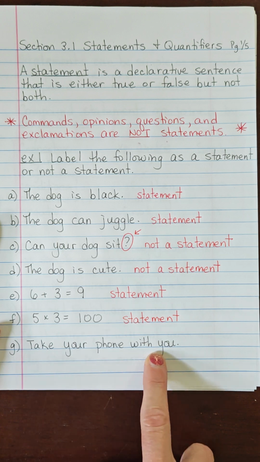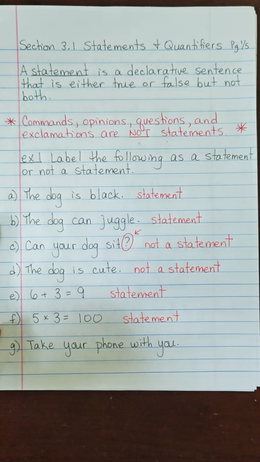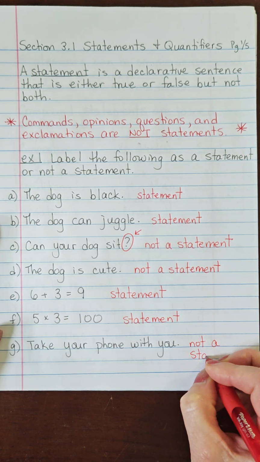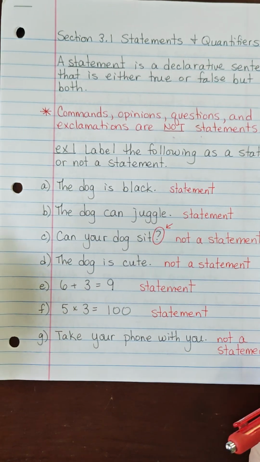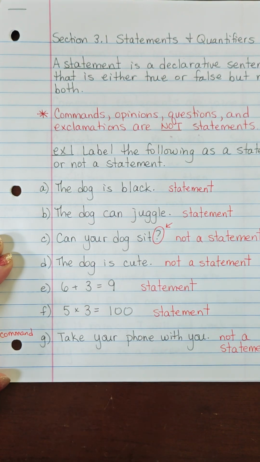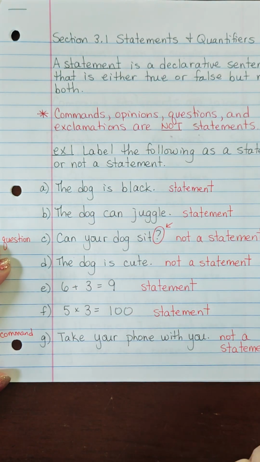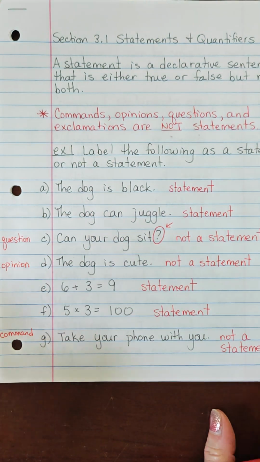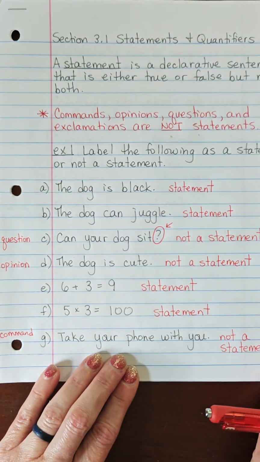All right, last up, take your phone with you. This one is a command. So that makes it not a statement. Okay, so just kind of going out here, this one was a command. That's what made it not a statement. This one was a question. That's what made it not a statement. And this one was an opinion. So let me just make those little side notes about what it was specifically about those that made those not statements.